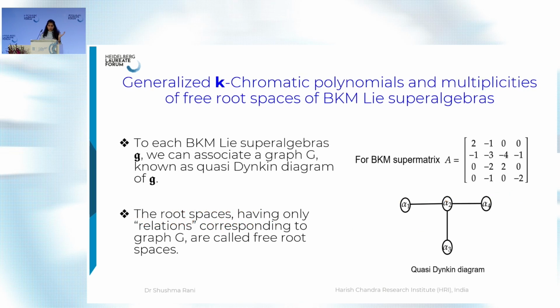So now, that is from the graph theory side. Now we will take a Borcherds-Kac-Moody Lie superalgebra. You can imagine it as a set with some relations on it, associated to a Borcherds-Kac-Moody supermatrix. So this is a Lie superalgebra, and we can associate a graph with it. If the Aij entry is non-zero, we can put an edge between the i and j vertices. On the right side, you can see a Borcherds-Kac-Moody supermatrix and the associated graph with it. It is called a quasi-Dynkin diagram.